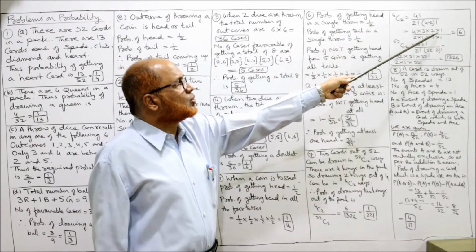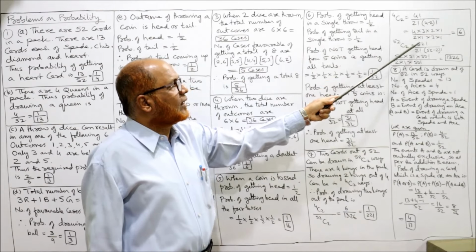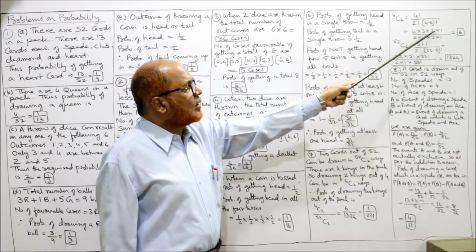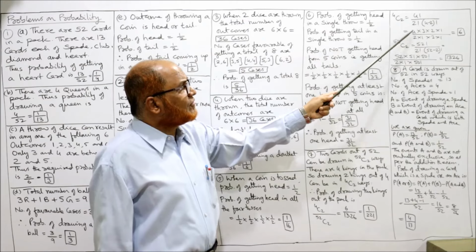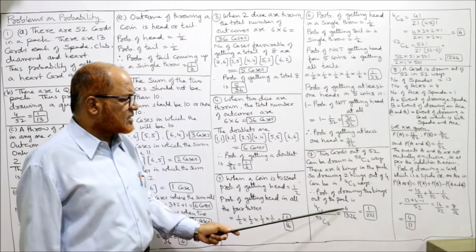So 4 into 3 into 2 into 1, divided by 2 factorial, 2 into 1, and 2 factorial, 2 into 1. 2 1 2 1 cancel. 2 2s are 4, 2 3s are 6. So ultimately you will get 6 numerator.